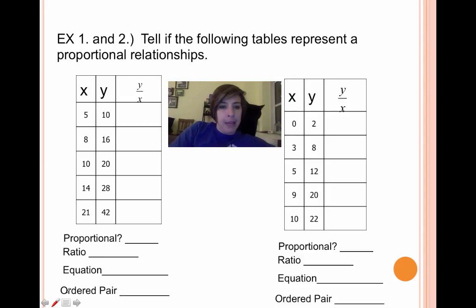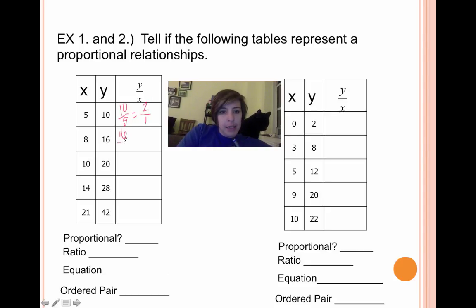Okay, so let's start talking about whether or not these are equivalent ratios. Write down everything I'm writing down here. So if we put in this first box the y over x, we are putting 10 over 5. If we reduce that, that is 2 over 1. 16 over 8 is 2 over 1. 20 over 10 is 2 over 1. 28 over 14, divide both of those by 14, 2 over 1.